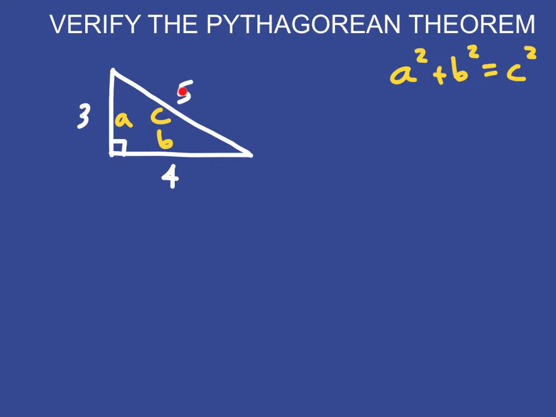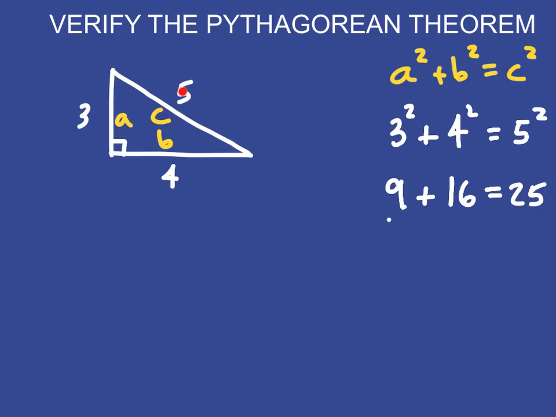So from here, we would get 3 squared plus 4 squared is equal to 5 squared, okay? And so if we take 3 squared, that's just going to give us 3 times 3, which is 9, plus 4 squared, which is 4 times 4, which is 16. And is that equal to 5 squared? 5 times 5 is 25. Now, 9 plus 16, if we add those two numbers together, that gives us 25, and that's equivalent. So this Pythagorean theorem checks out.